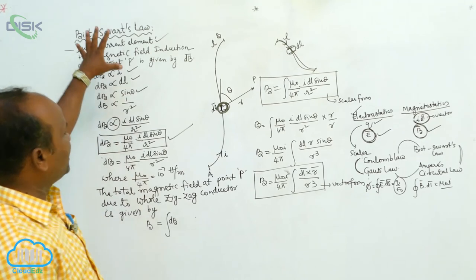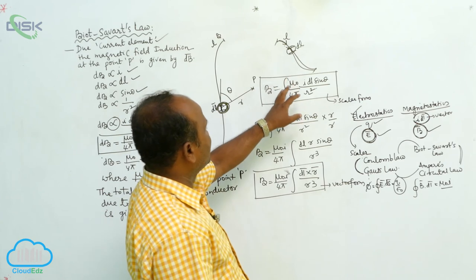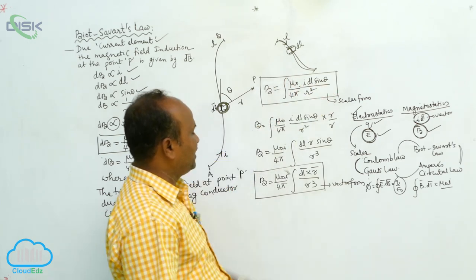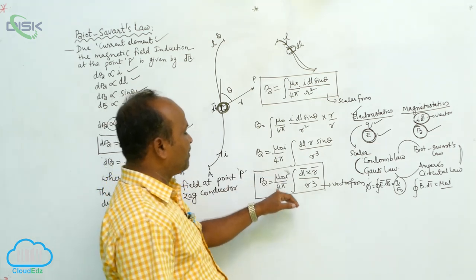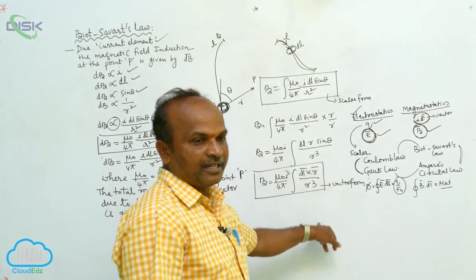Therefore, this is the analogy between electrostatics and magnetostatics. Biot-Savart's law: B is equal to the integration of mu naught by 4 pi I dl sin theta by r square. Whereas in the vector form, B is equal to mu naught I by 4 pi integration of dl bar cross r bar by r cube, which is the vector form.